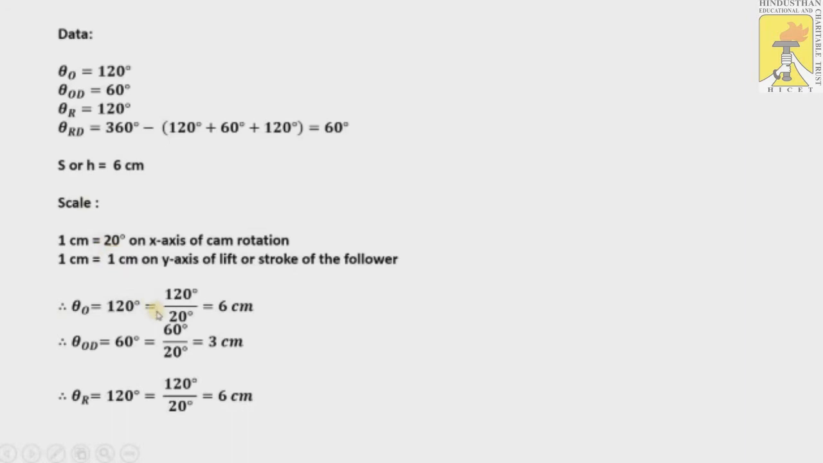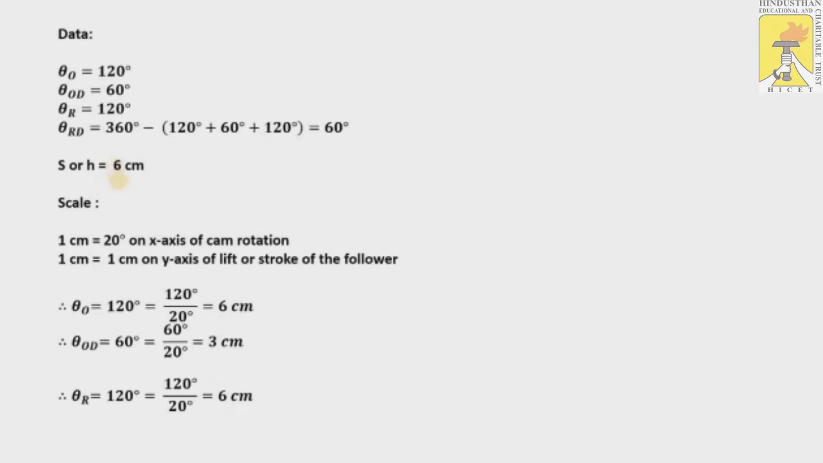So here outstroke equal to 120 degree. 1 centimeter equal to 20 degree we have taken, so 120 divided by 20 is equal to 6 centimeter. Same, outward dwell equal to 60 degree, so 60 divided by 20 equal to 3 centimeter. Return stroke equal to 120, so 120 divided by 20 equal to 6 centimeter. We have assumed that 1 centimeter is equal to 20 degree on the x axis and 1 centimeter is equal to 1 on the y axis. So for outstroke we received 6 centimeter, for dwell 3 centimeter and return stroke 6 centimeter.